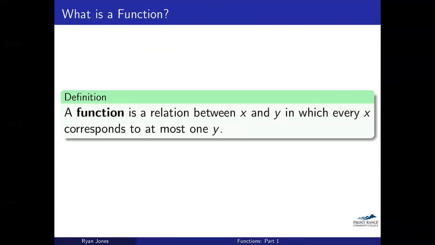A function is a relationship. Mathematically, we say relation, but you can just colloquially say relationship between x and y. So I have two variables, x and y, and this definition of a function is any relationship between these two variables. But there's a caveat: every x that you have can correspond to at most one y value.